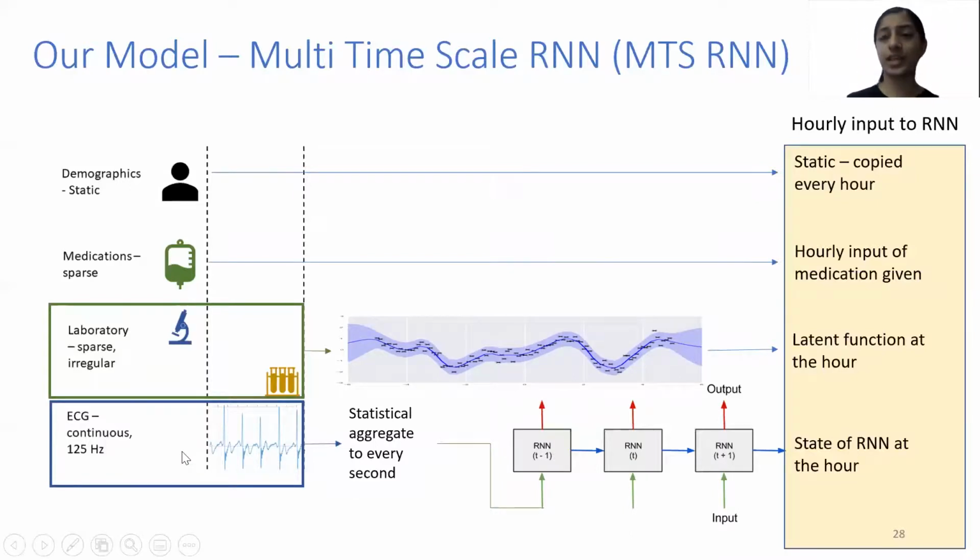And as for the case of ECG, we consider the statistical aggregate to every second, and we run a per second level RNN, and the state of the RNN at the time point that we're interested in, that is at every hour, we take the state of this per second level RNN into this hourly RNN.